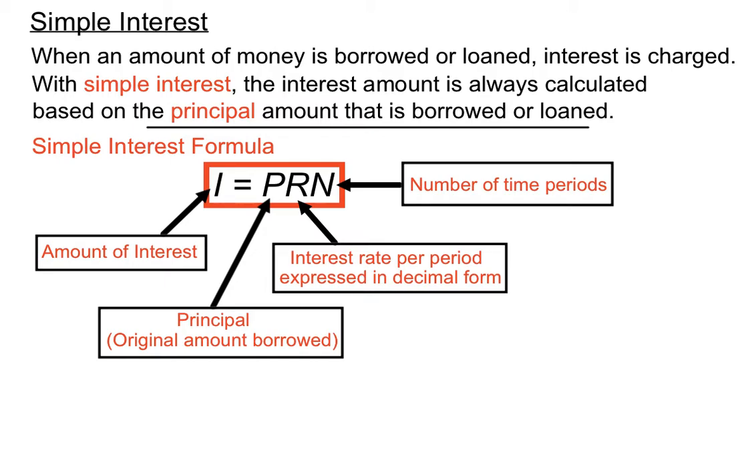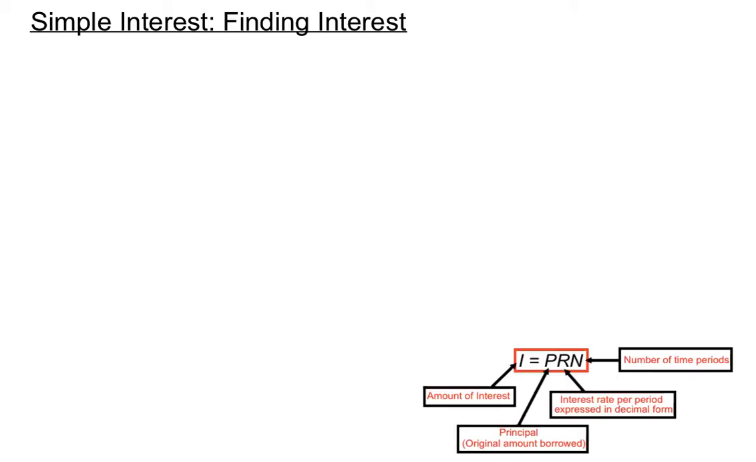So there are four slots that we can put different numbers in, and we're going to substitute the numbers we have in the question. We'll find that we tend to have 3 out of those 4 items, and we have to find that final 4th item. So that's the simple interest formula, I equals PRN. We'll have that down the bottom corner there just to refer to if we need to. Our first type of example here is simple interest, in which we are asked to find the interest.